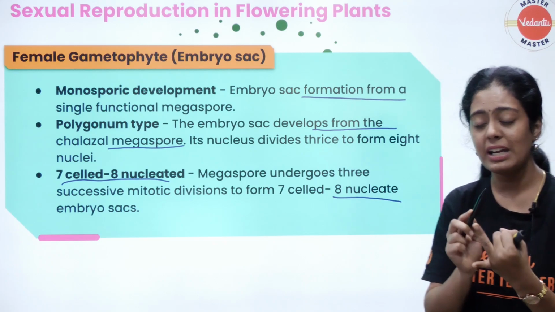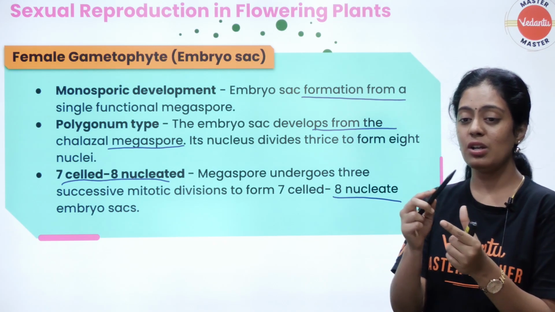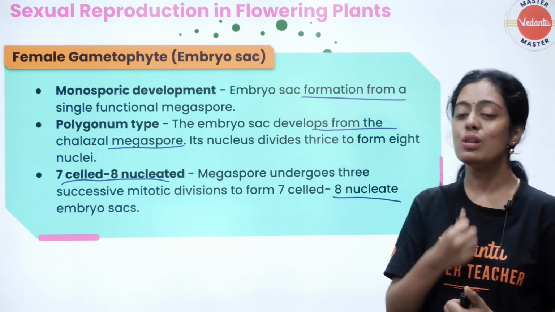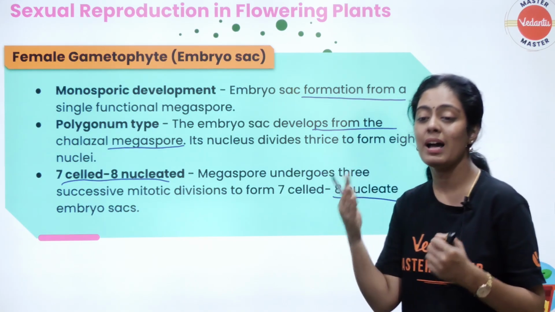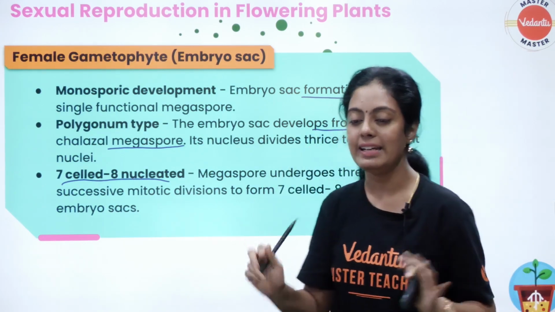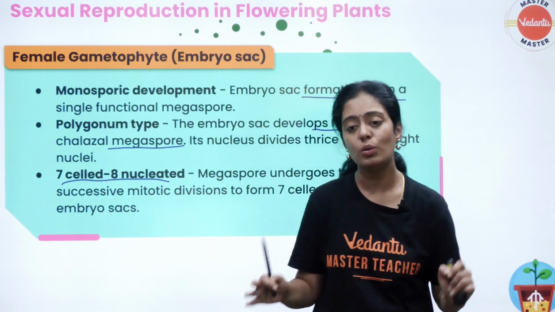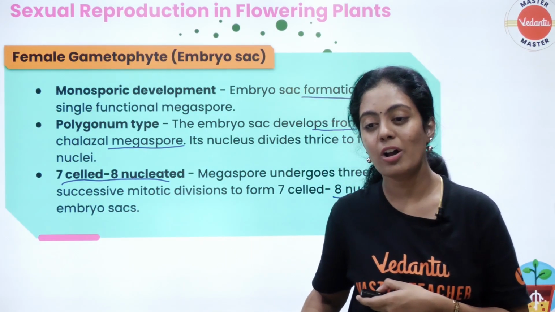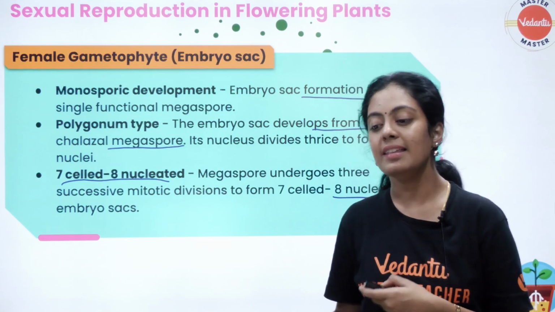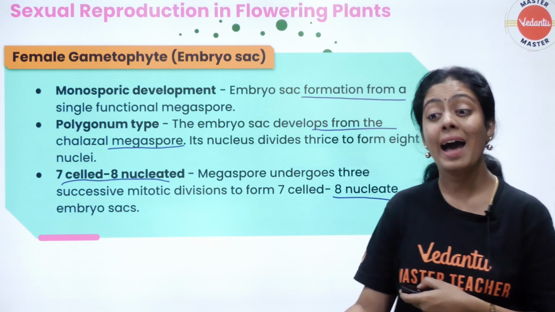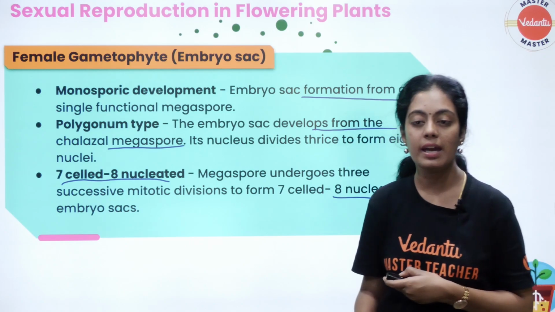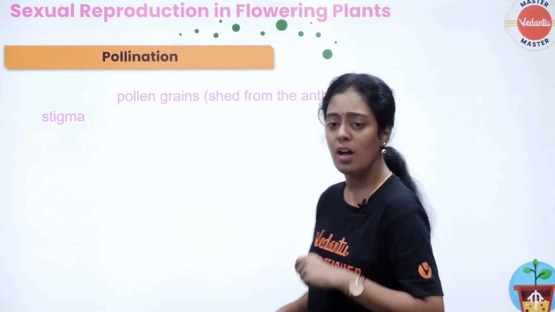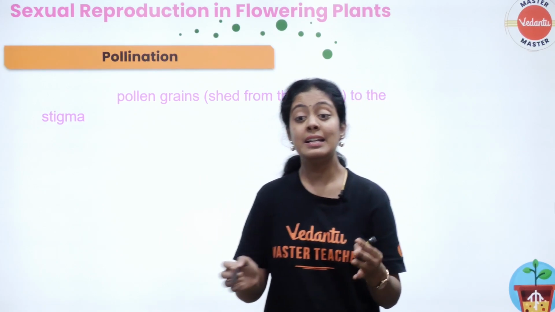Then the 8 nuclei: there are 3 nuclei in your antipodals, 2 nuclei in your synergids, 2 nuclei in your central cell, and also we have 1 nucleus in my egg cell. So altogether it becomes 8. I want everyone to understand this 7 cell, 8 nucleate stage. That is what we call your female gametophyte, and this entire process is called macrosporogenesis. So remember it very clearly. Now let us look at pollination.